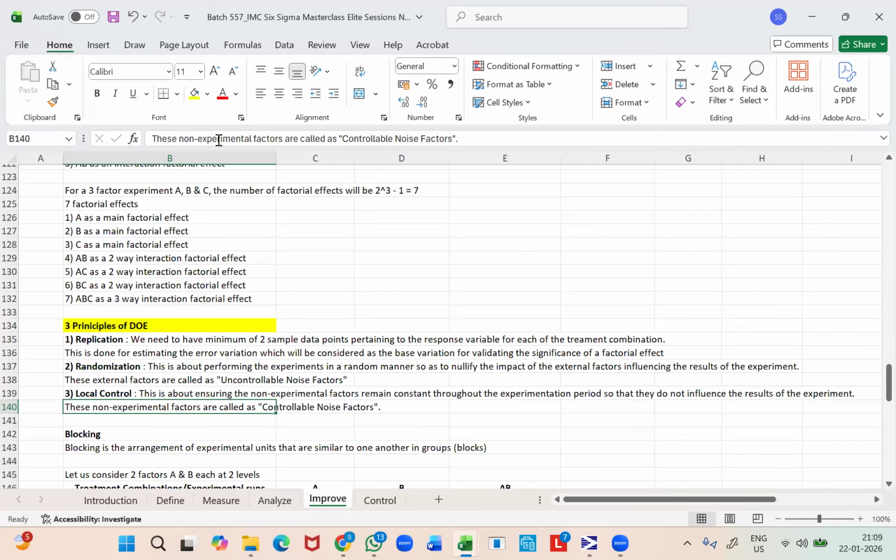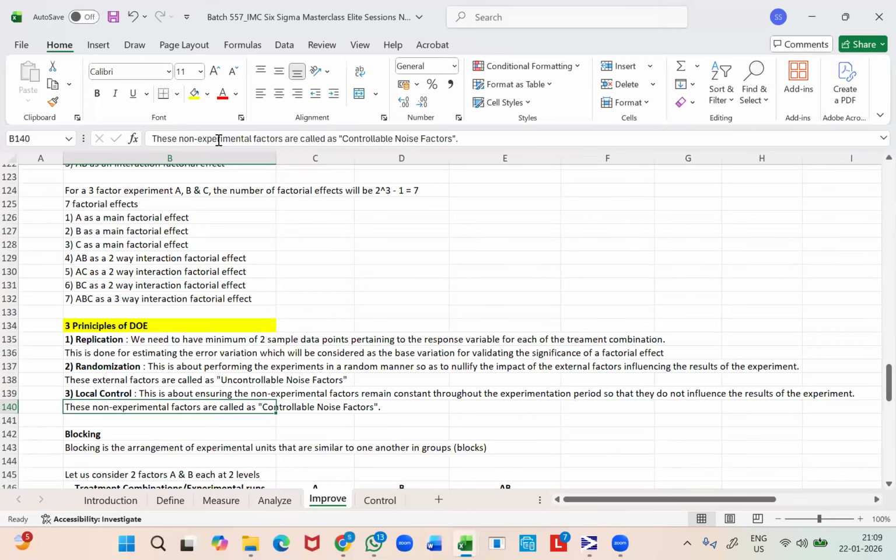Replication is for estimating the error, wherein we will have a minimum of two sample data points for each of the treatment combinations. Randomization is all about conducting the experiments in a random manner so that we are able to nullify the impact of the external factors influencing the results of the experiment. And local control is all about nullifying the impact of the non-experimental factors influencing the results of the experiment.